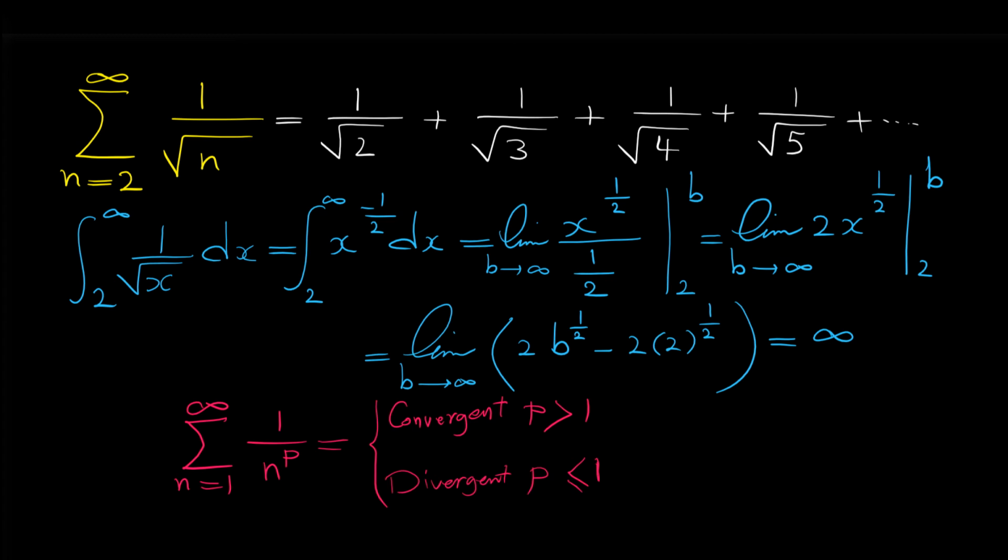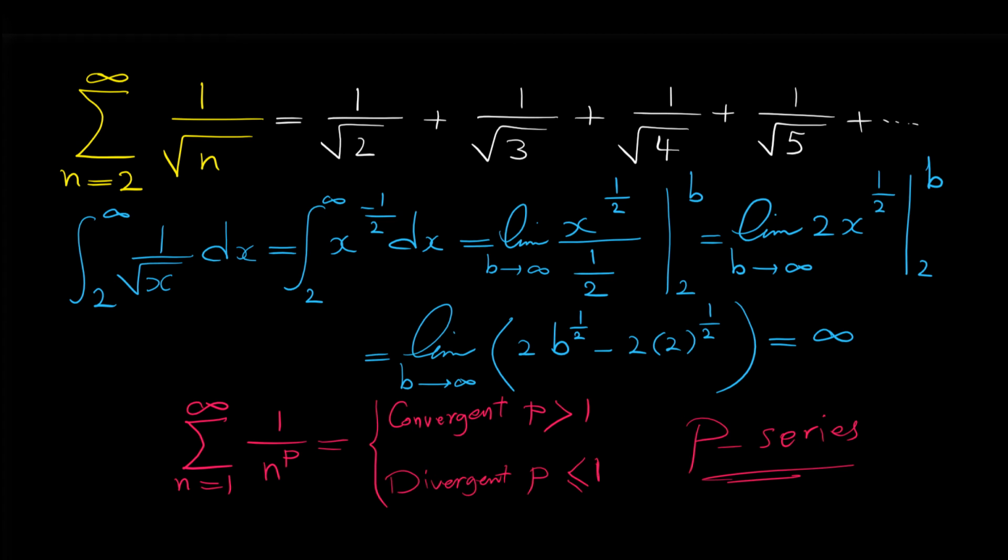And we name these type of series p series. And it's a good idea to memorize this rule about the p series. P series are convergent for the powers greater than 1 and are divergent for the powers less than or equal to 1.